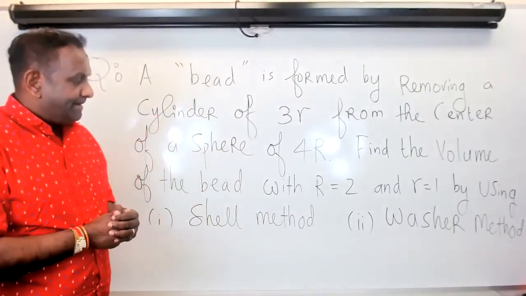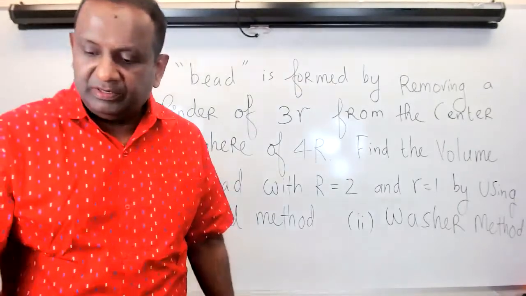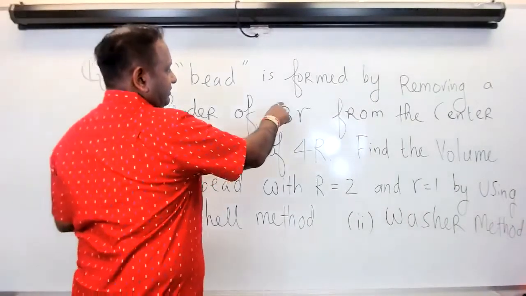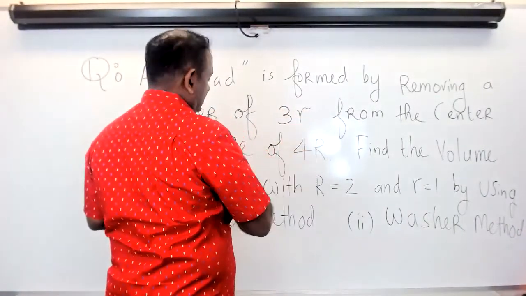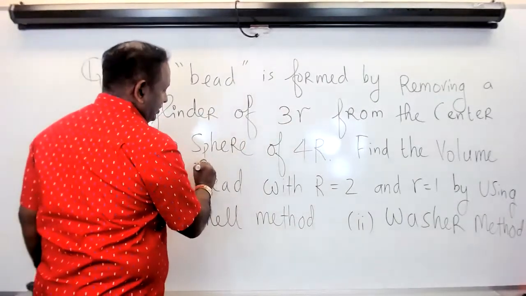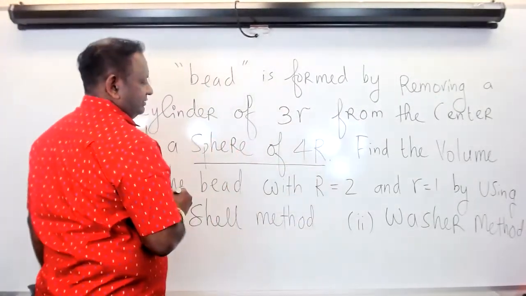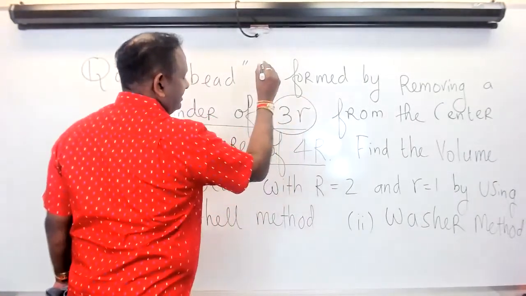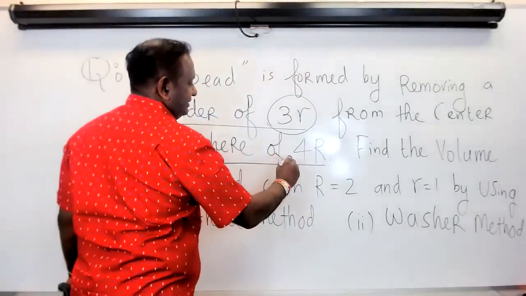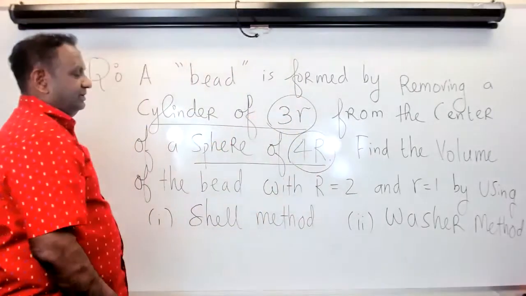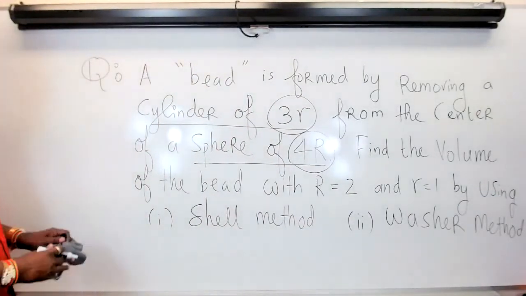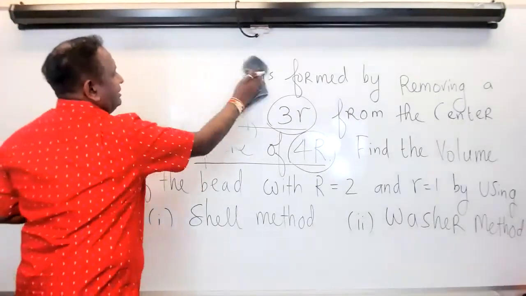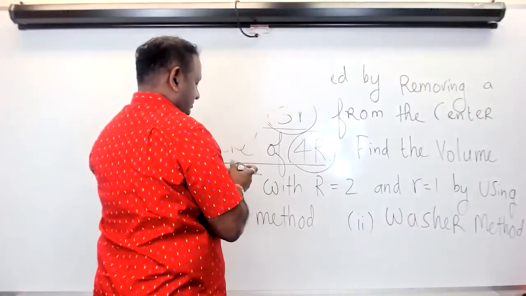Before we get into this one, let's draw a picture and get a clear idea. Don't worry about this one. 3r and 4R, from here to here, that's the radius of the sphere. This is the radius of the cylinder. This is the radius of the sphere. Make sure. Okay, let's go ahead and draw this one very clearly, then we can answer systematically one by one.